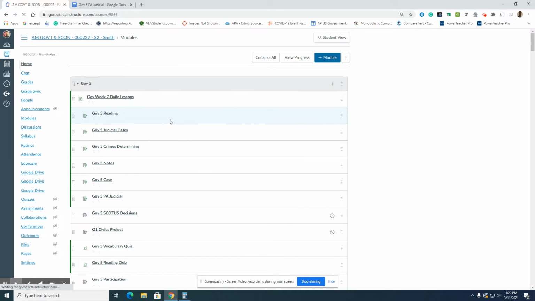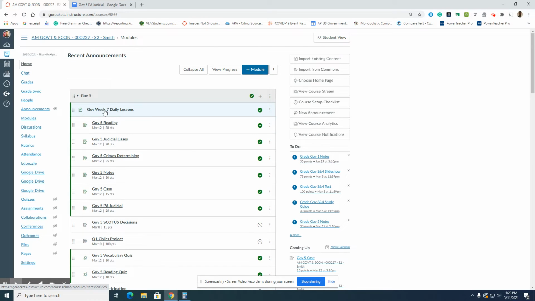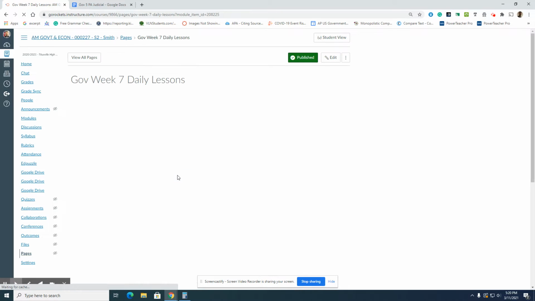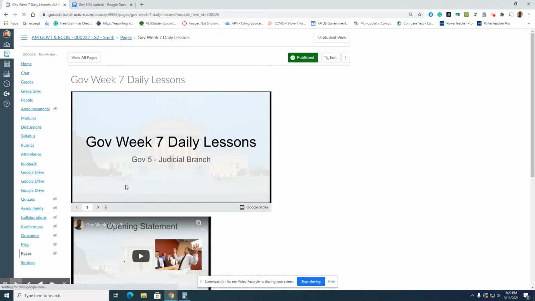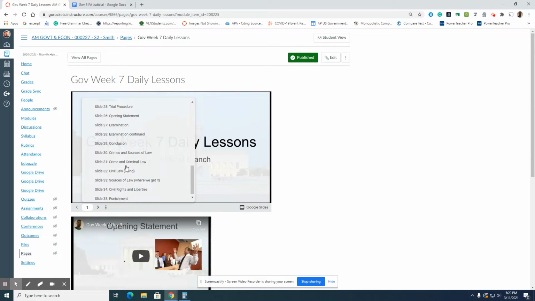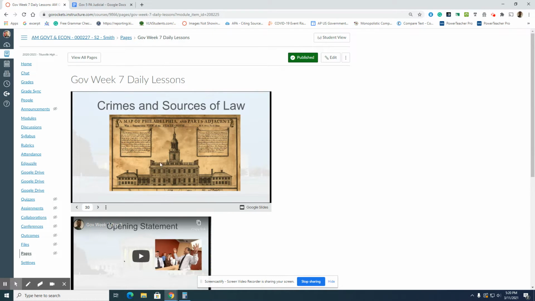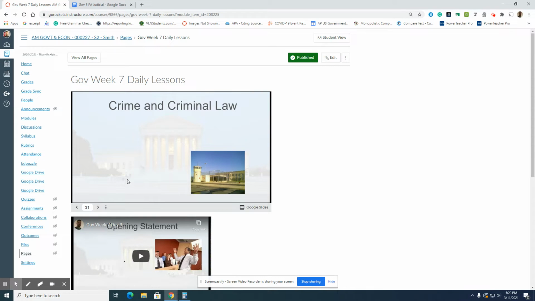But the notes for the unit. We are going to finish the notes by talking about crimes and sources of law. First of all, there's both criminal law and civil law that comes before the court. So let's look at crimes first.